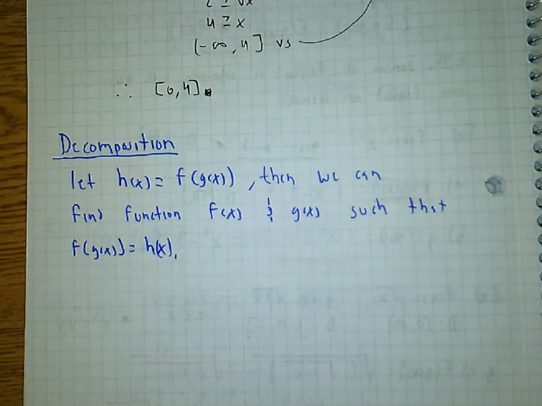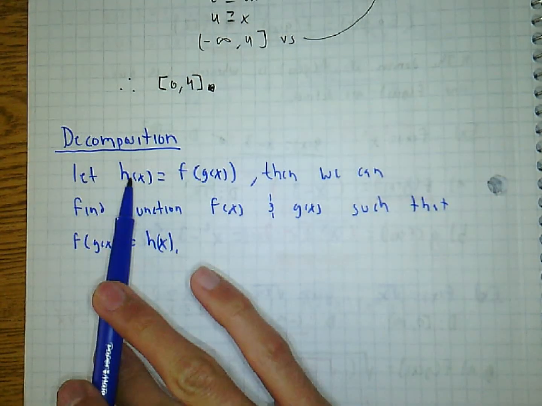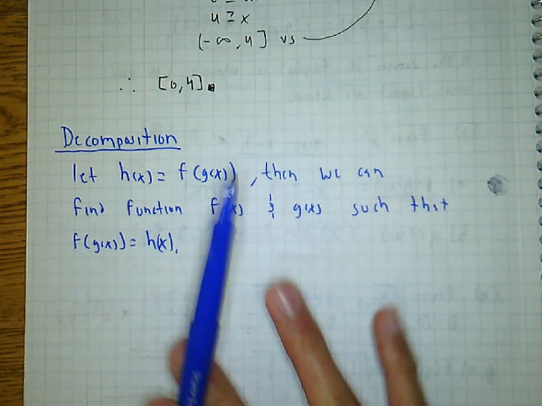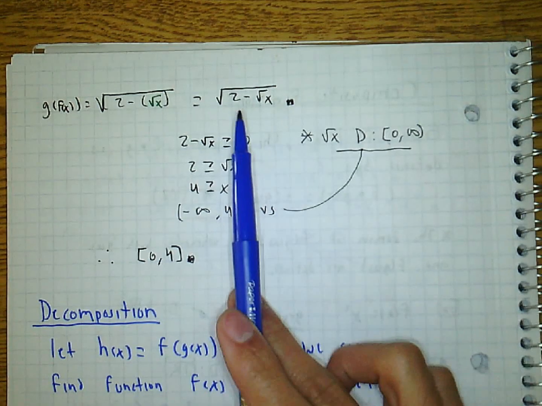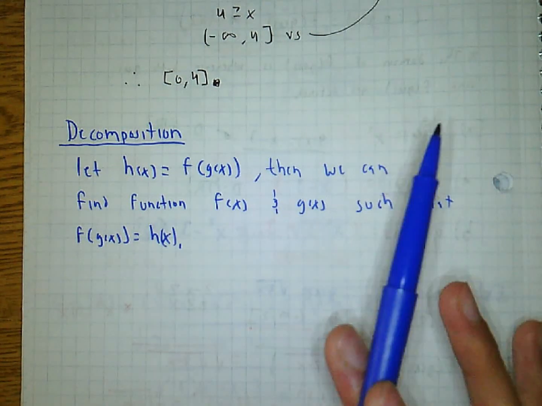Okay, the last example that we're going to talk about is actually to do the opposite, to decompose, to break apart. So let's talk about what that means. Let's pretend that you have a function. Let h of x equal f of g of x. In other words, we already have the result, and that result is made up of the combination of two functions, or the composite function.